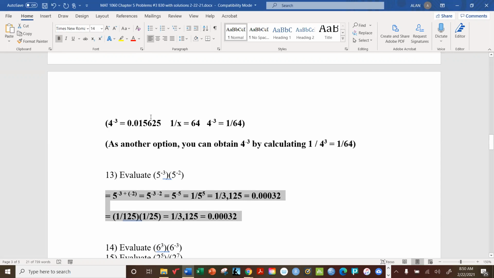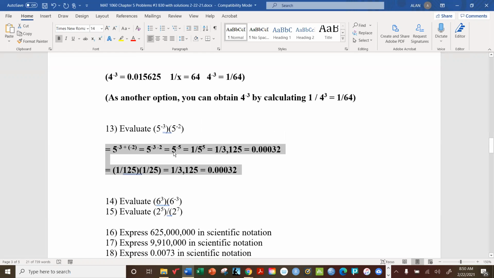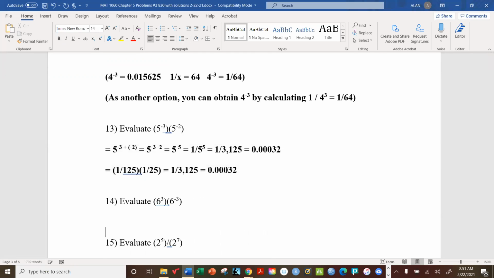Okay. Now here's an interesting one. We'll see why in a second I'm saying that. Because look what happens when you combine these. You've got 6 to the 3rd, and then you've got -3. And you just end up with 6 to the 0 power, which is 1.